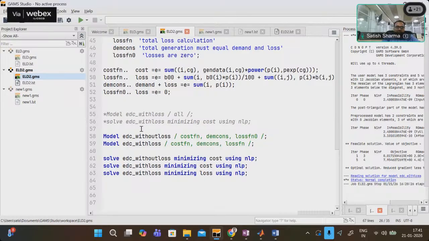But from an optimization point of view, like solving complex optimization problems, economic load dispatch is very simple. We don't need GAMS to solve it. You can easily solve it with a simple C program with the lambda iteration method. It will give you the same answer. But I use these examples just to understand the syntax, how we can use the particular software.